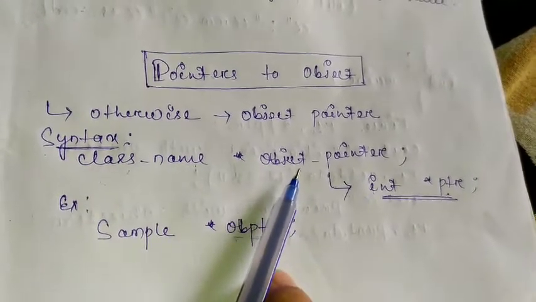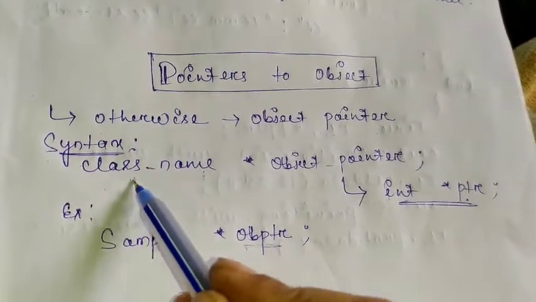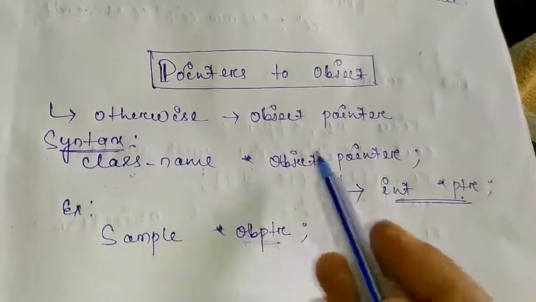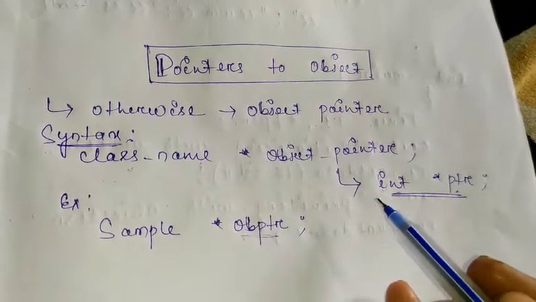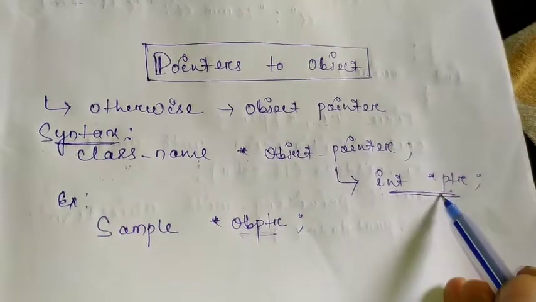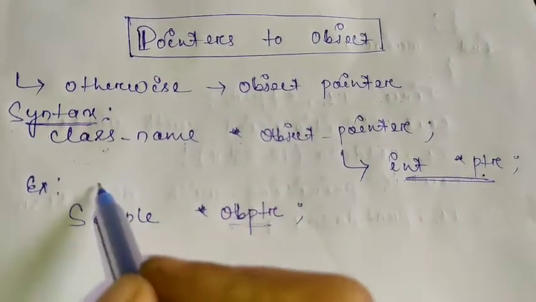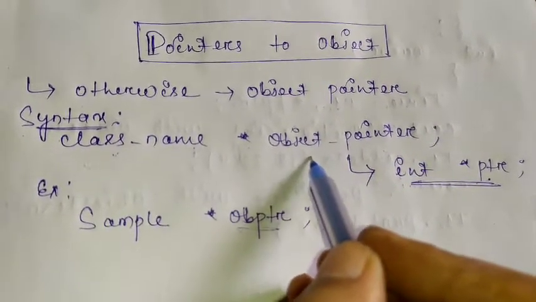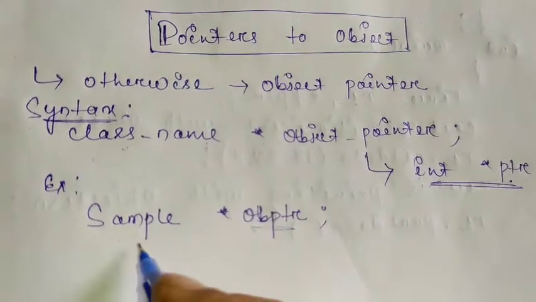And here is the syntax: class name, then the asterisk symbol, then the object pointer name. For other data types, integer, character, any type, we use int, then the pointer name. That means data type and pointer name. So here the data type is your class, and the pointer name is anything you can take, it is user defined. And here is the example.